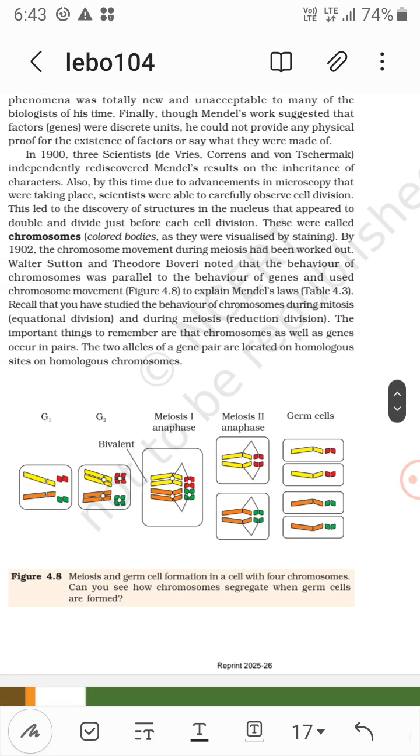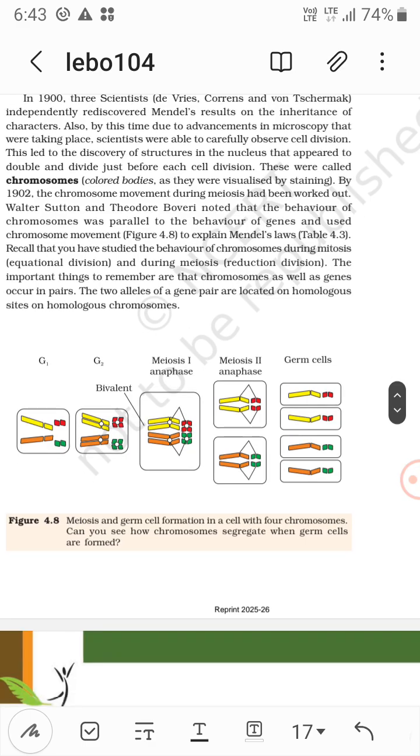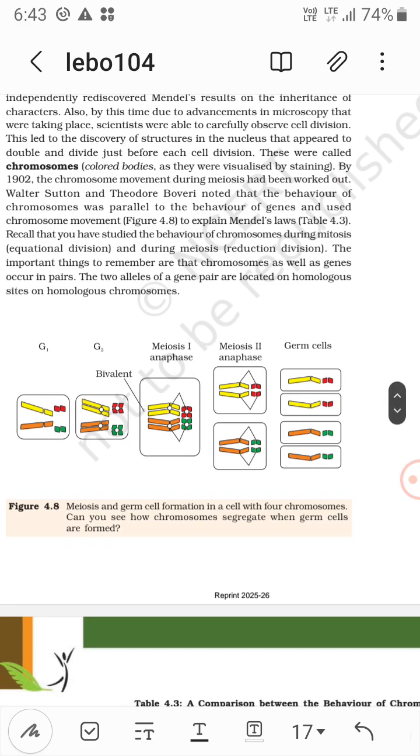Recall that you have studied the behavior of chromosomes during mitosis, the equational division. Mitosis is equational division because there is an equal division of chromosomes, and meiosis is a reduction division because in meiosis 1 there is a reduction of the chromosome number. The important things to remember are that chromosomes as well as genes occur in pairs.